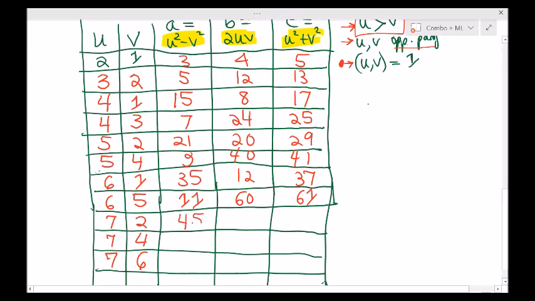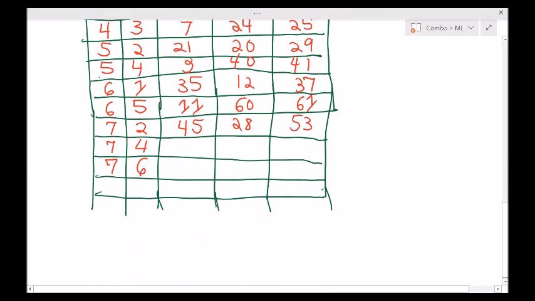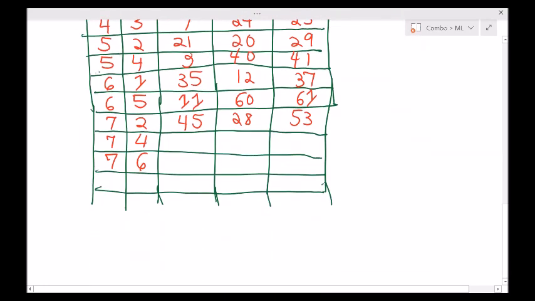Yes, that's correct. 45, 28, 53. How about 7-4? Oh gosh, this will take us forever today. That's right. 33, 56, 65. These are all different right triangles. 7-6. How about 7-6? Yes. 13, 84, 85.